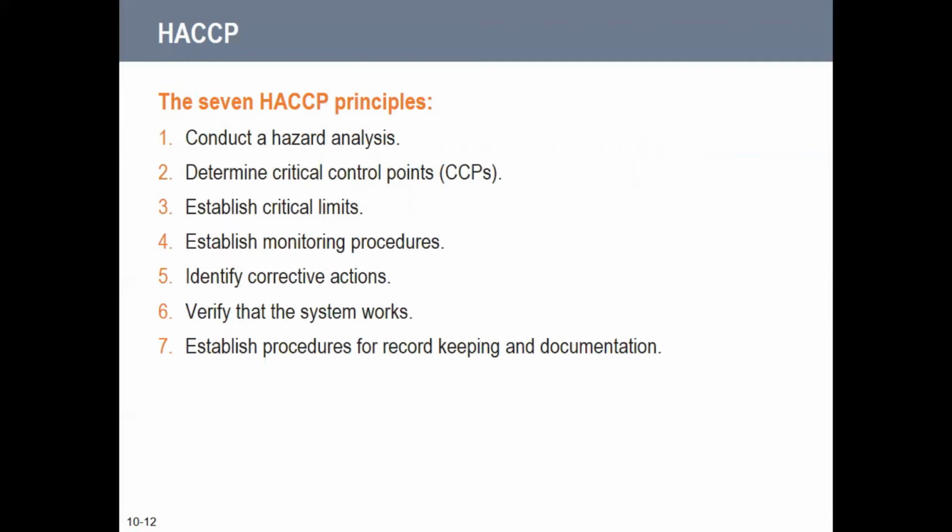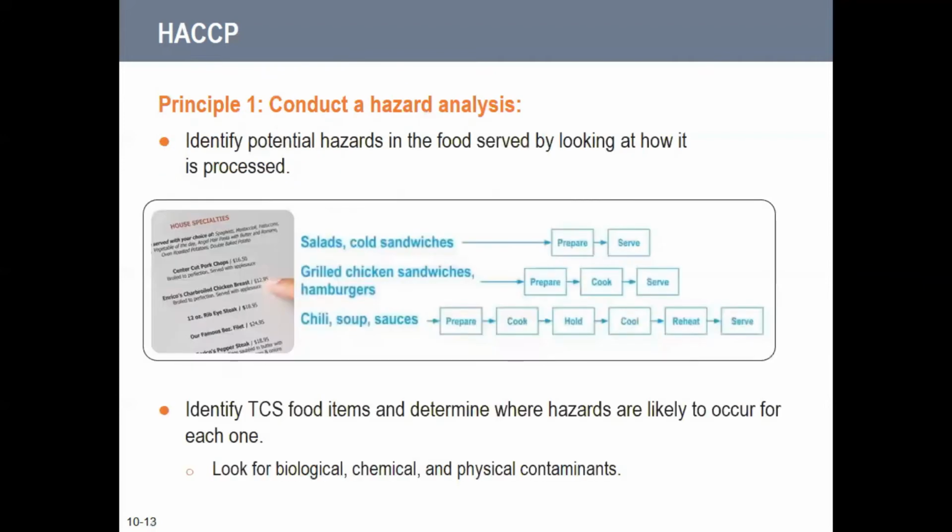So the 7 principles are: the first thing is you conduct a hazard analysis. From there, you determine the critical control points, CCPs. You establish what's called critical limits. Then you establish monitoring procedures. So you put together a policy on how you're going to monitor. You identify any corrective actions if the critical limits are not met. You implement it. Then you verify that it works. And then you establish procedures to be able to keep records and to document the things that you are actually doing. So those are the 7 principles.